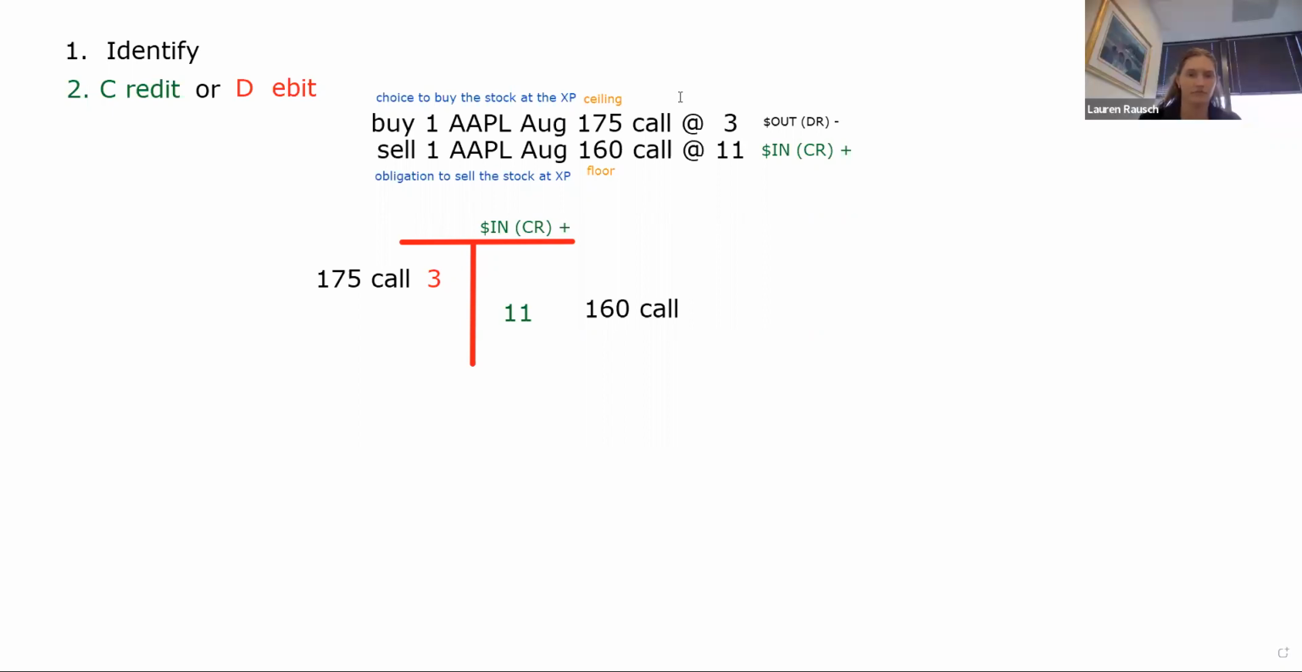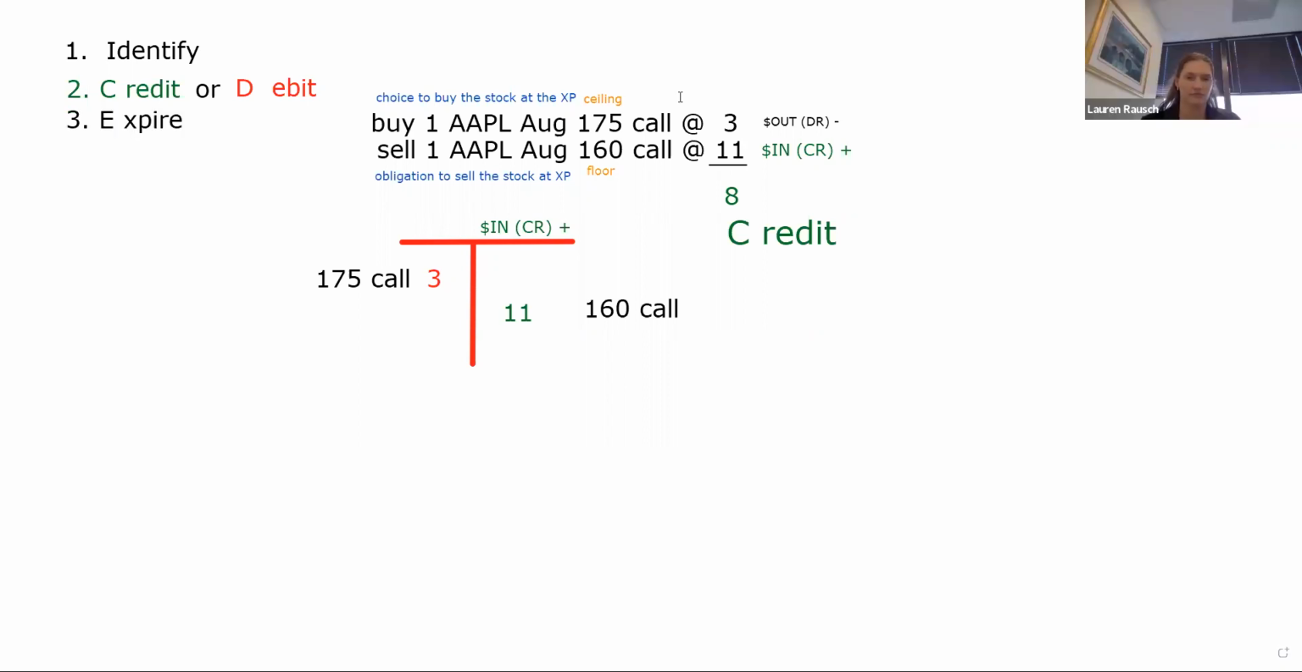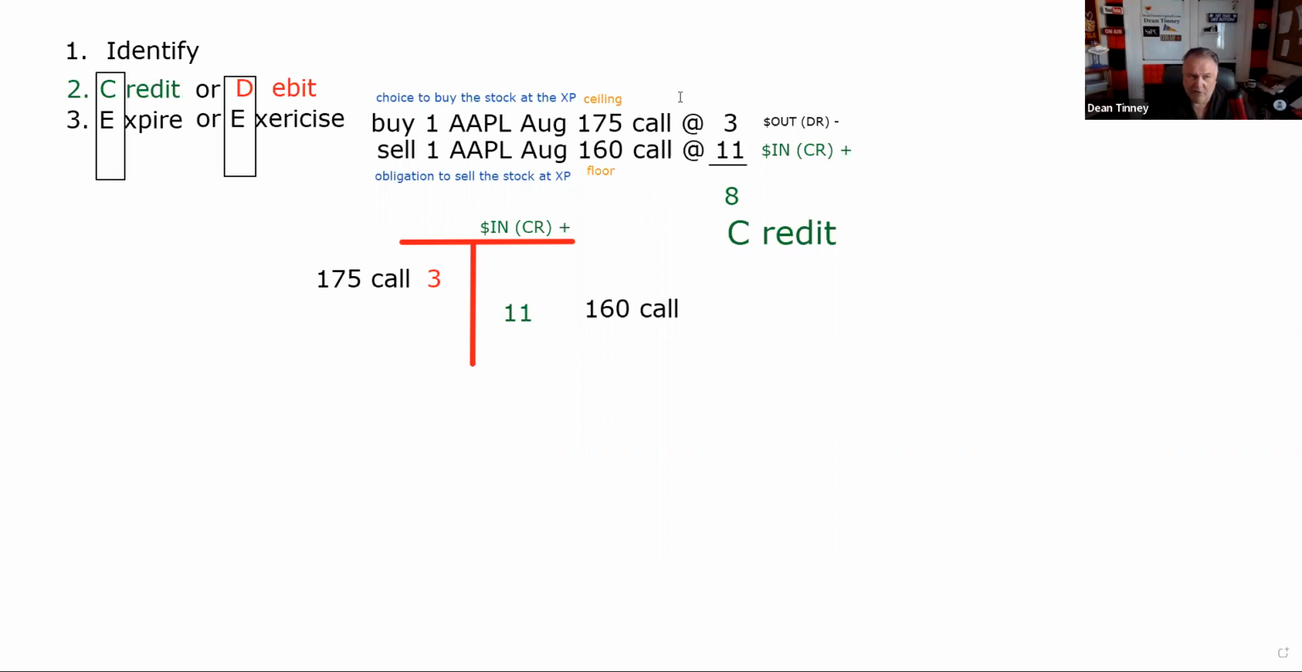And the way we're going to do that is we're going to net the premiums, and we find out this is a credit spread. The next thing we have to do, the test will tell us, is whether your customer wants these contracts to expire or to exercise. Well, you could say, I know it's not exercise. Who wants to buy the stock at 175 and deliver at 160? Nobody wants to do that. What I want is the contracts to expire so we can keep the money. And then wide or narrow, that's hard to do, but it goes together.